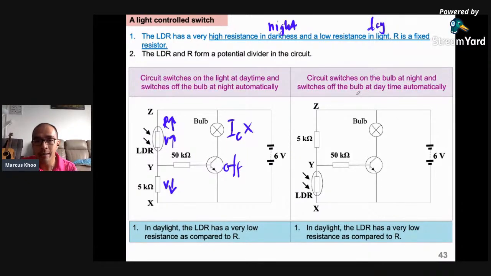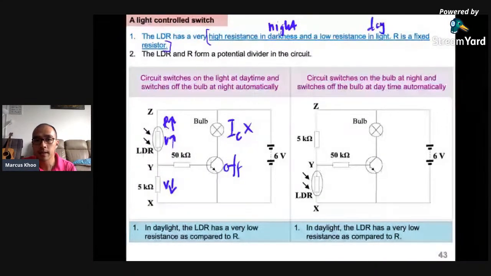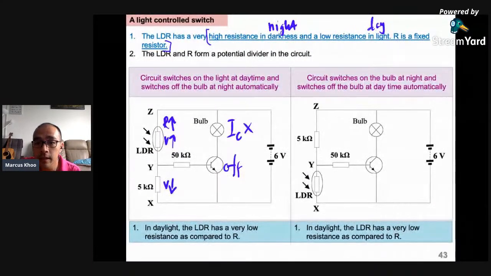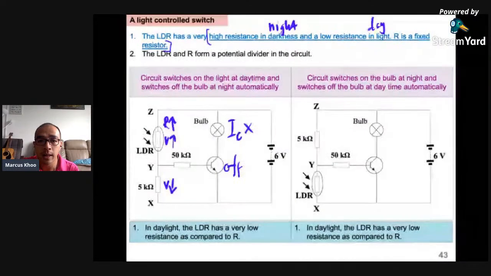Sometimes the question asks like that. So you need to know. If it is at night, the LDR is down there. If it is at daytime, the LDR is up there. Very important, because of this condition. LDR kalau sebelah malam dia high resistance. Kalau sebelah siang dia low resistance. Okay, if you have any questions you can ask. I'll try to answer in a while.